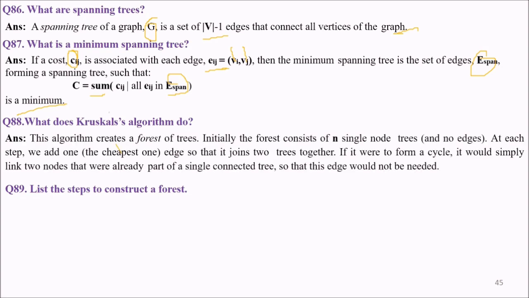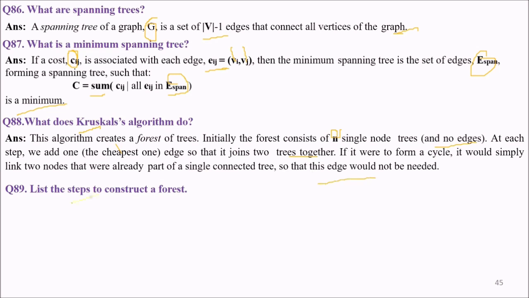What does Kruskal's algorithm do? This algorithm creates a forest of trees. Initially the forest consists of n single node trees, that is, no edges. At each step we add the cheapest edge so that it joins two trees together. If it were to form a cycle, it would simply link two nodes that were already part of a single connected tree, so that edge would not be needed.